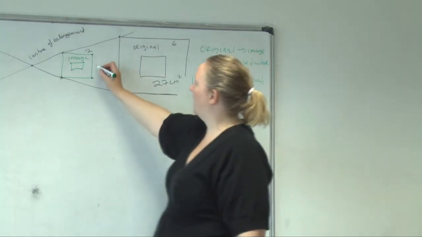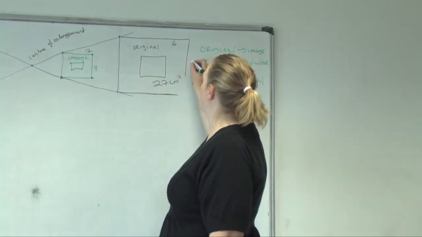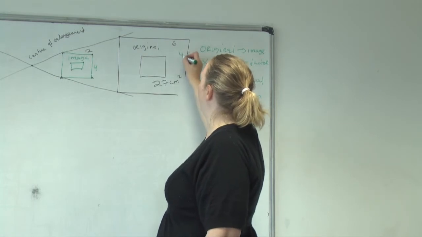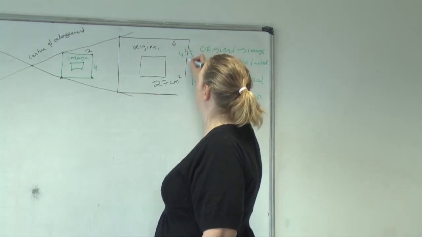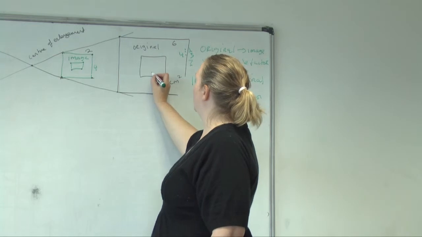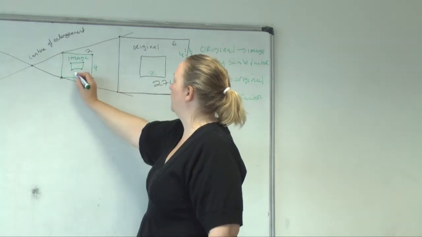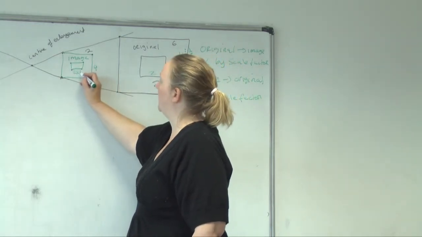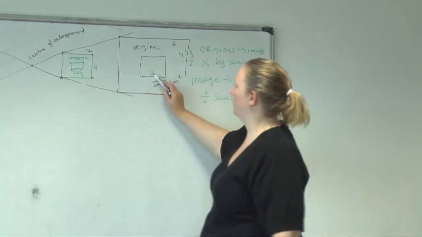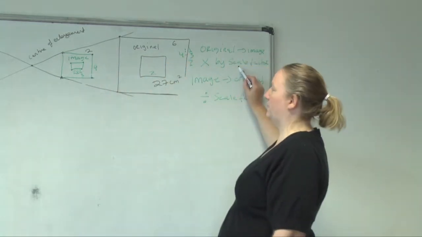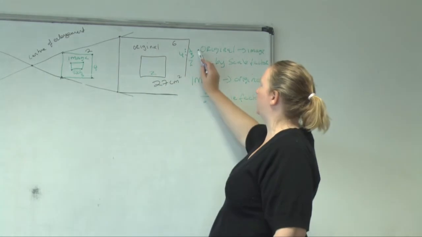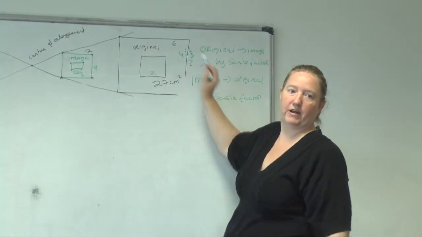So if that was 4 and you want to know what that was, that should be 4 divided by 1/3. If that was 2 and you want to know what that one was, that would be 2 multiplied by 1/3. When you're going from original to image, multiply by the scale factor. Image to original, divide by the scale factor.